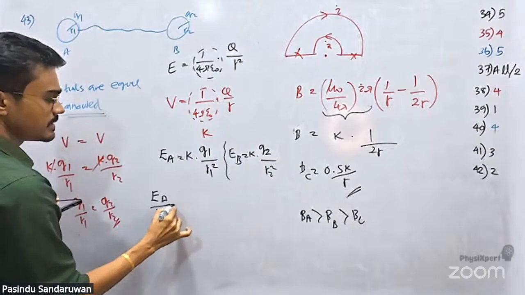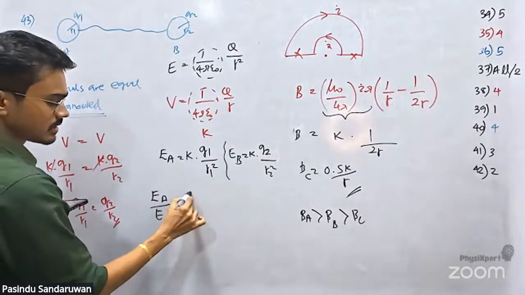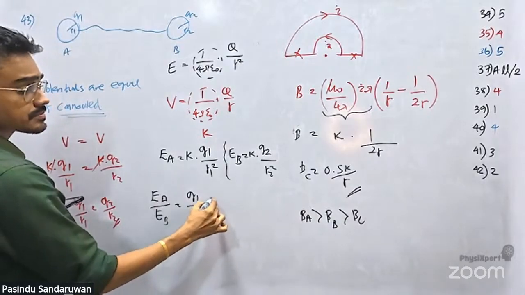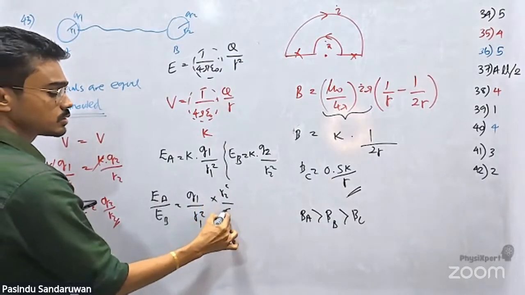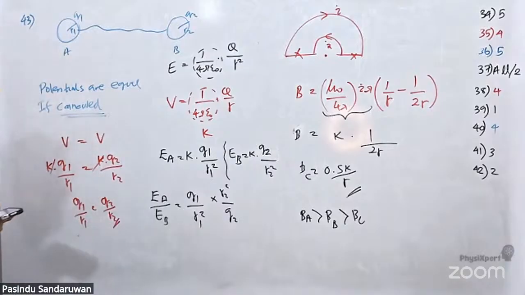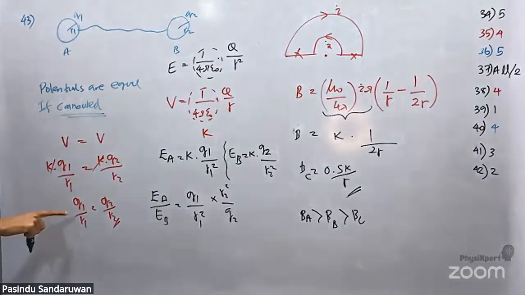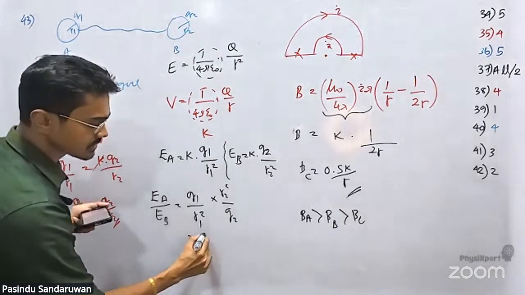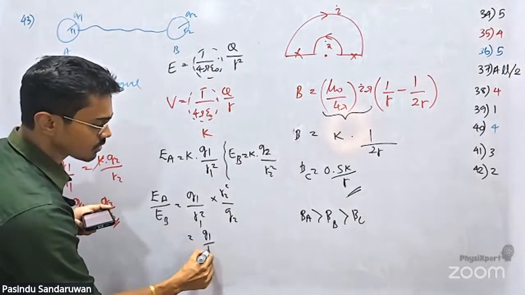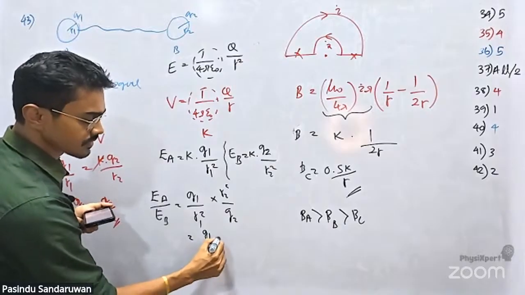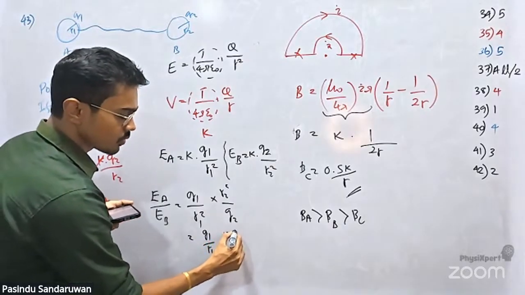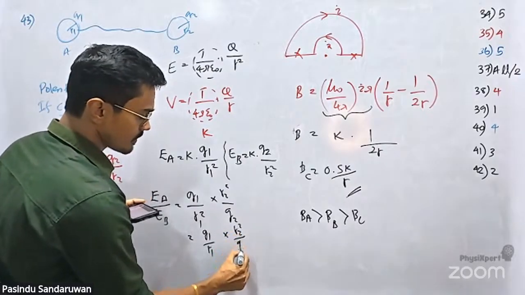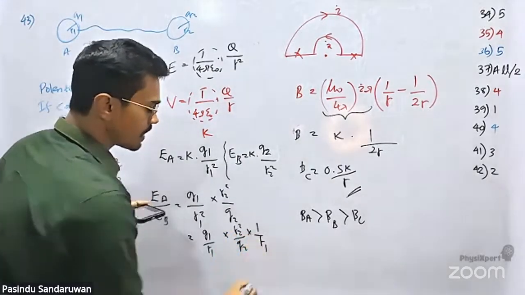EA over EB equals, K to K cancels, Q1 over R1 squared, R2 squared over Q2. Okay. Now from here, we can substitute Q1 over R1. I'm going to create Q1 over R1 here. See? Q1 over R1. And here, what's remaining is R2 squared over Q2, 1 over R1. Correct?